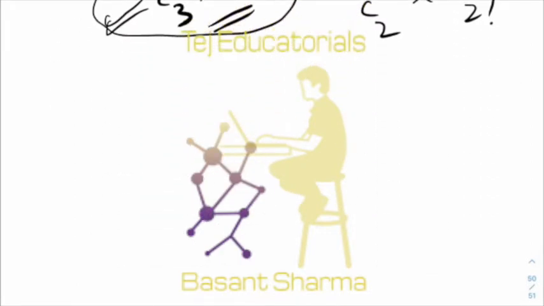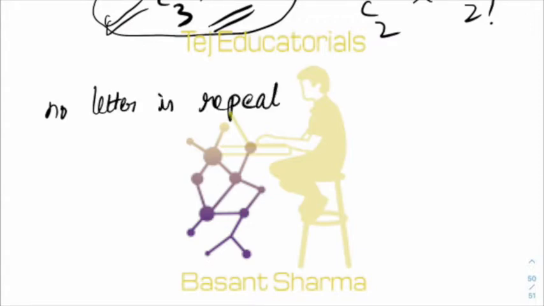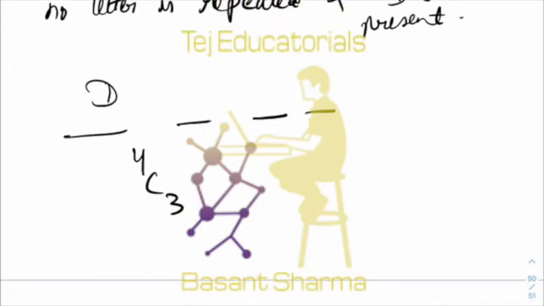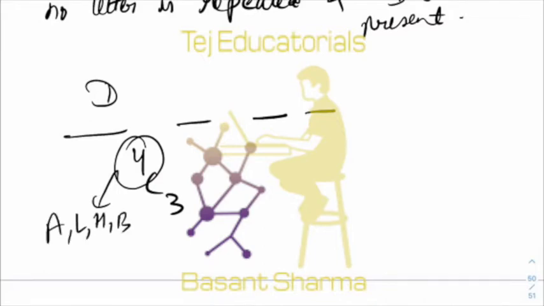Now the next part is no letter is repeated and D should be present. Again, there are two ways to approach this. One is the bijection rule and one is the direct method. D is fixed, so we have to select three letters out of the remaining four, excluding D. So you have A, L, H, and B. Out of these, select any three, and then arrange them in 4 factorial ways.